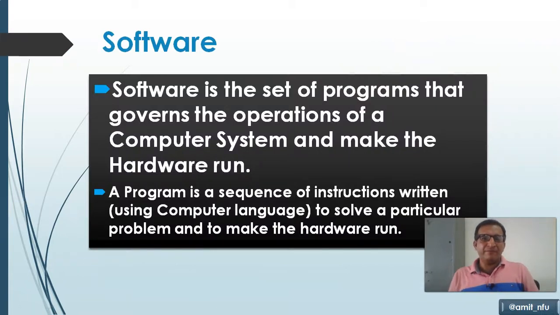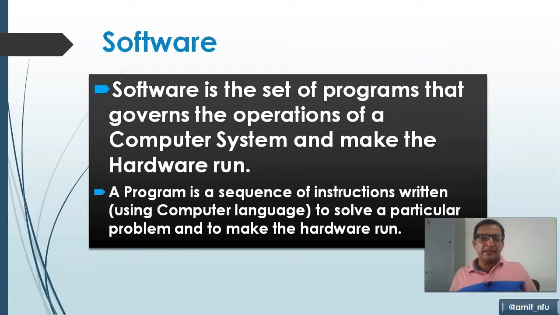So software, as per definition, is a set of programs that governs the operations of a computer system and makes the hardware run. First of all, we should understand what a program is. A program is a sequence of instructions which is given by us to the computer. Obviously, they are written in a language which can be understood by the computer. We know the computer understands only the binary language, machine level language, to solve a particular problem, or to make the hardware run.